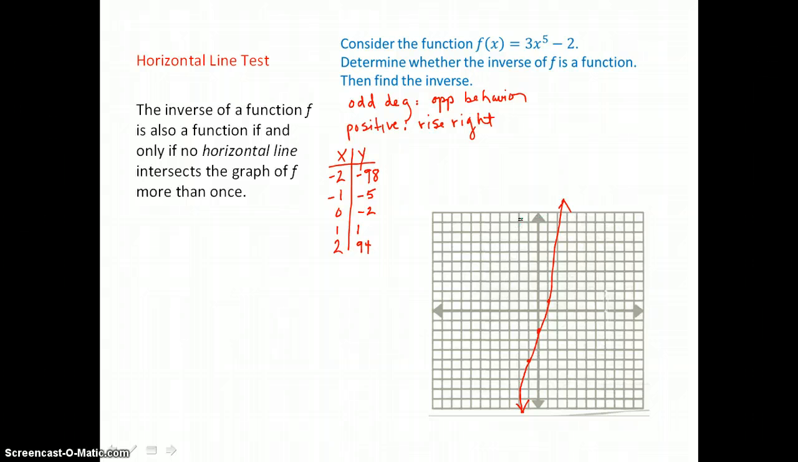Okay, so this function passes a vertical line test. That shows that it's a function, and a vertical line passing through this curve intersects it in only one point at a time. It also passes a horizontal line test. A horizontal line that passes through this function is going to intersect it at only one point at a time. Because it does, that shows that the inverse of this function f is a function. So f inverse is a function. f passes a horizontal line test.